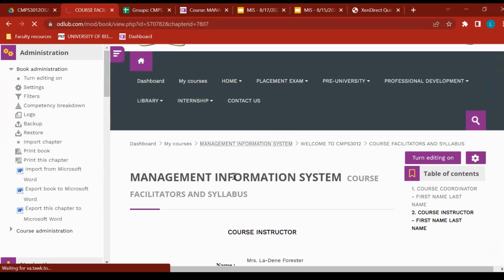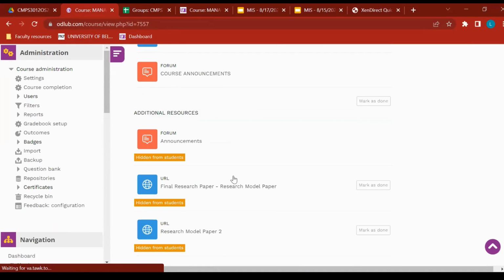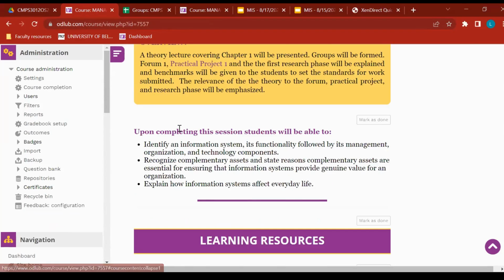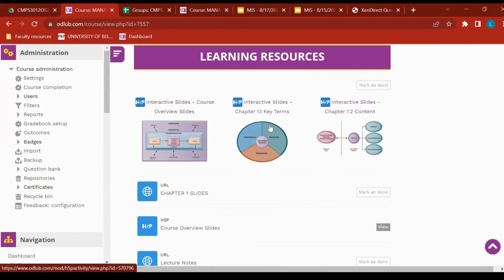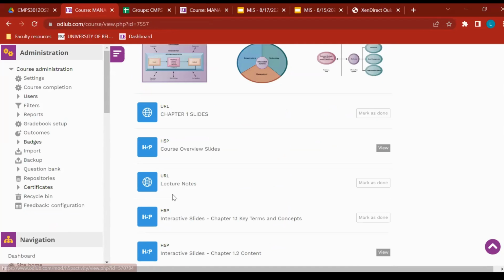Now I'm going to take you to the forums where you can find them on the course page. So there's unit 1, and like I said, this week is theory, so you're going to see that there. Under theory, there are 3 sets of interactive slides, and these slides are the same that you will see here. You will see course overview slides, that's this one. Any of them that has H5P, those are what we call the interactive slides.